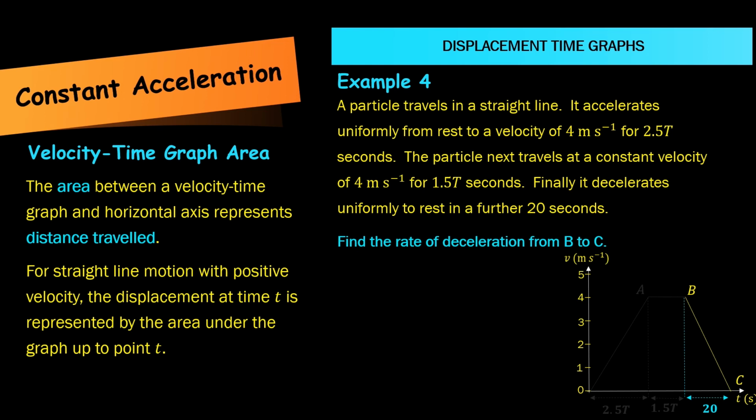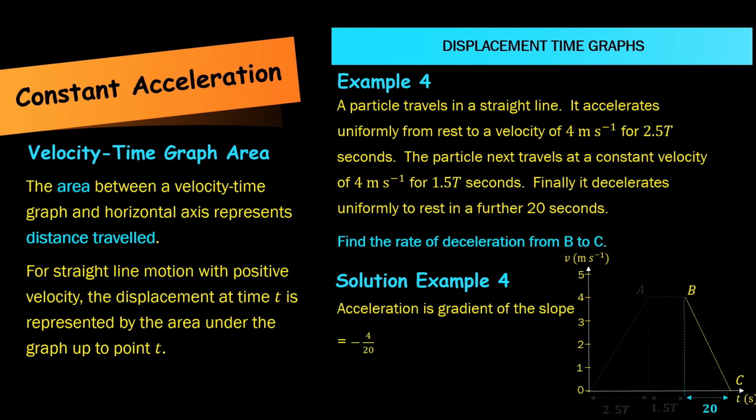We have the same scenario, but we are required to find the rate of deceleration from B to C. So let's solve this. The acceleration is the gradient of the slope, which is equal to minus 4, which is the change in velocity, divided by 20, which is the time taken, which equals minus 1 over 5. Therefore, the deceleration is 1 over 5 meters per second squared.